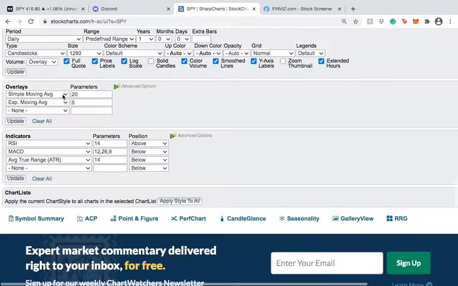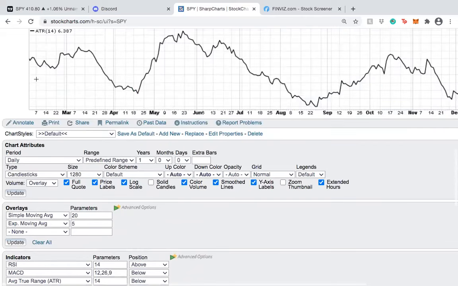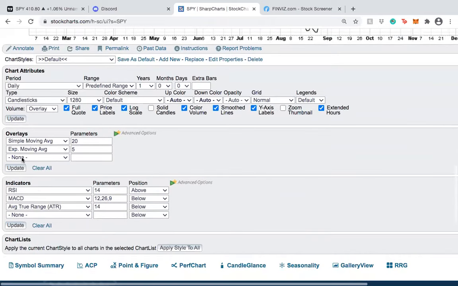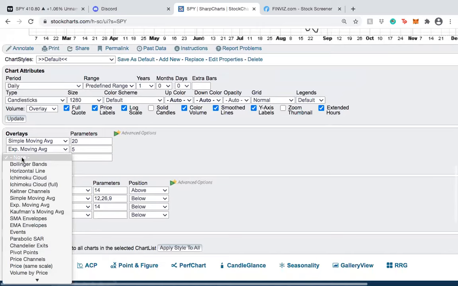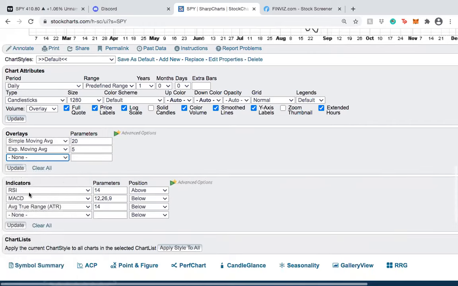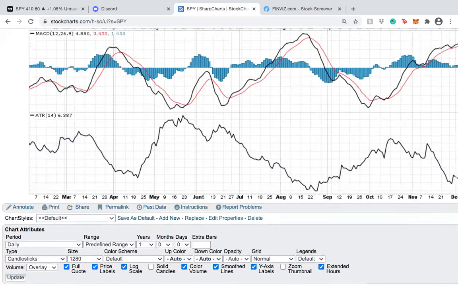StockCharts. And then you come down here, you have to have an account to be able to save this every time, right? But you can come to the overlays on the bottom and you can put as many of them on here as you want. I have the SMA 20, the EMA 5, but you can put some of these other indicators on there too, and the other indicators that I'm going to talk about here also.